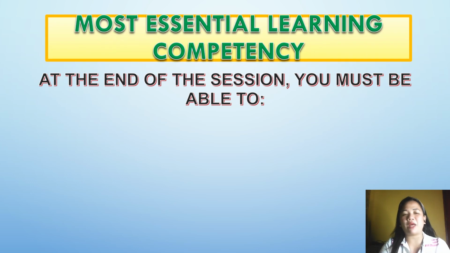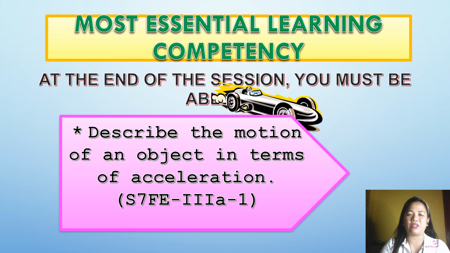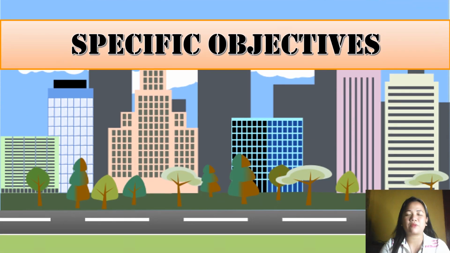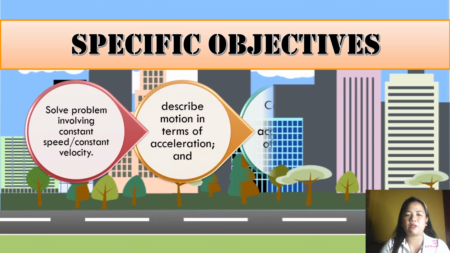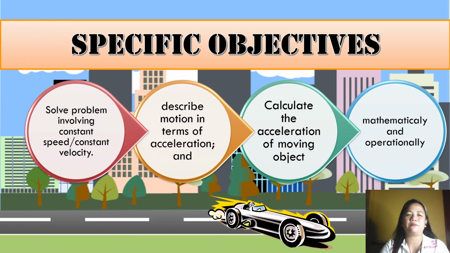For our MELCs, at the end of our session, you must be able to describe the motion of an object in terms of acceleration. So we need to describe. How can we know if an object is accelerating or moving in terms of acceleration? This is our specific objectives. You can read it. We have 4. Since we're dealing with acceleration, makukompute pa rin tayo, same thing with the speed and velocity.